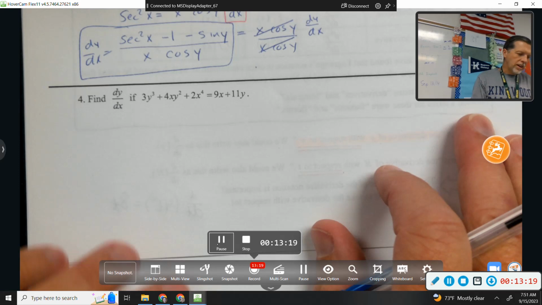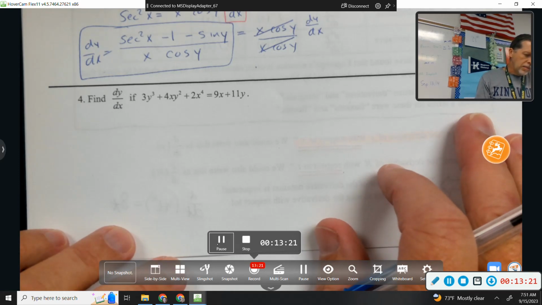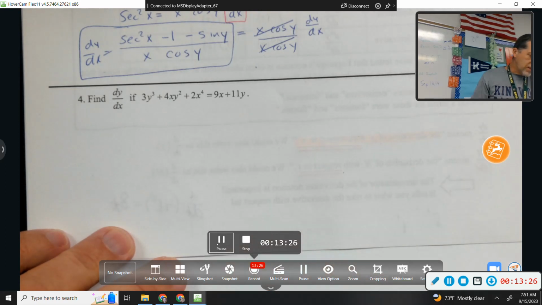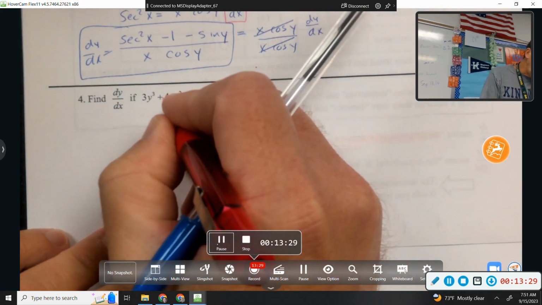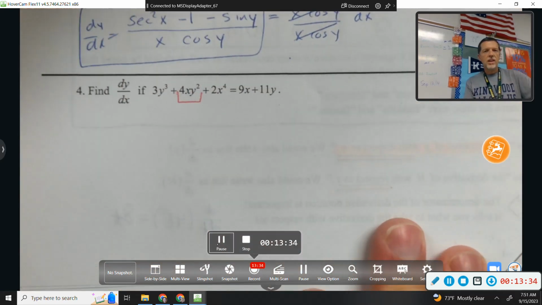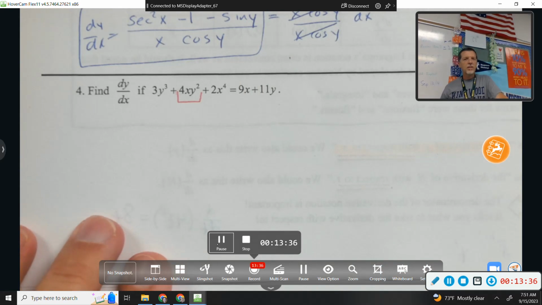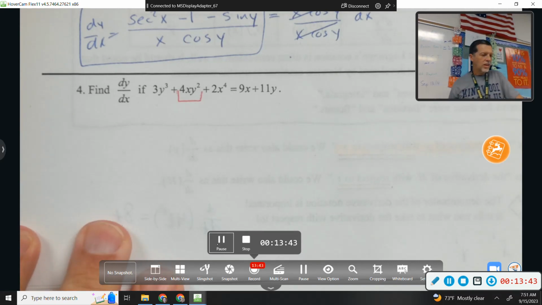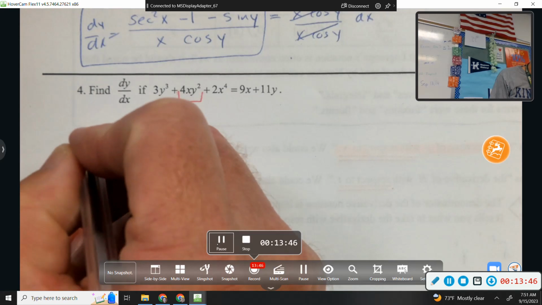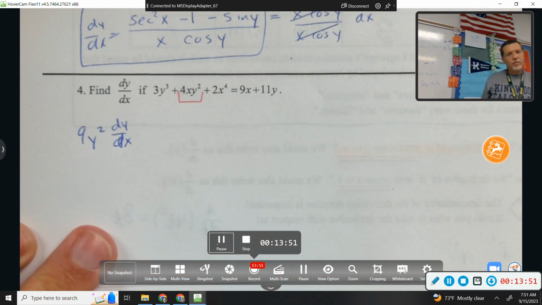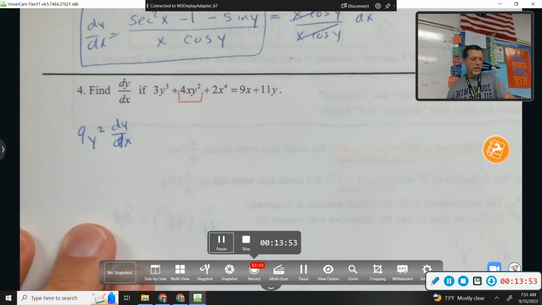Number 4, find dy/dx. Most of this looks straightforward. What about this term? What's that going to require? What rule? Product rule, 4x times y squared. So the derivative of 3y cubed, that'd be 9y squared dy/dx. Again, anytime y shows up, dy/dx is going to come shortly thereafter.